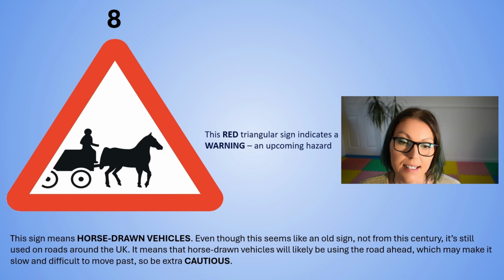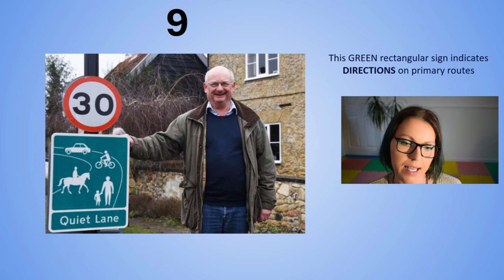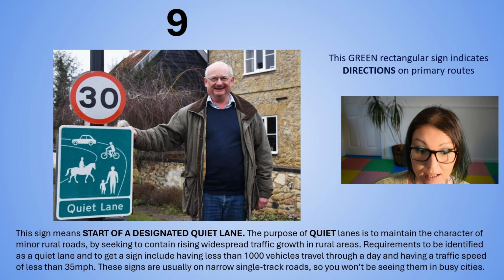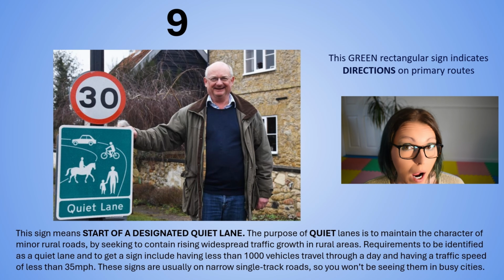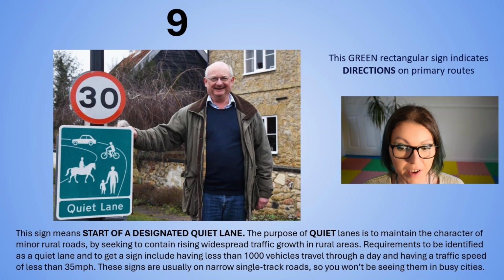Next sign is this. This green rectangular sign indicates directions on primary routes. So we are looking at the green sign here. This sign means start of a designated quiet lane. The purpose of quiet lanes is to maintain the character of minor rural roads by seeking to contain rising widespread traffic growth in rural areas.